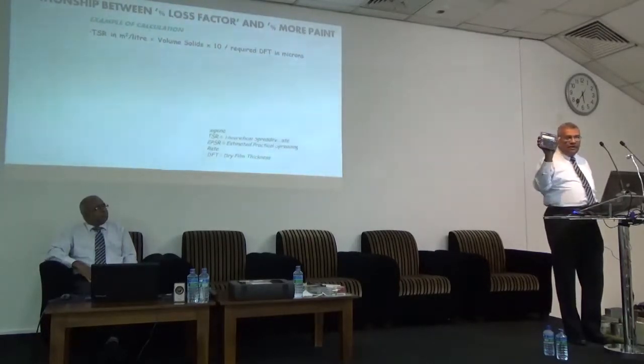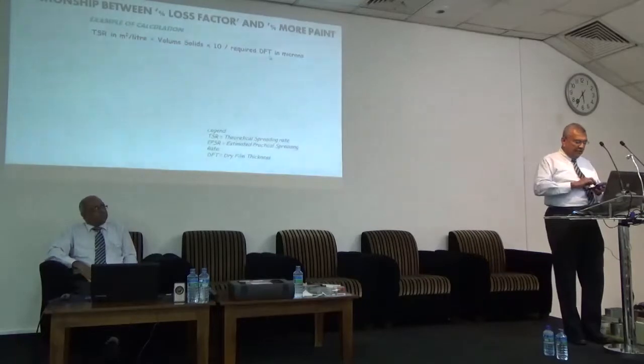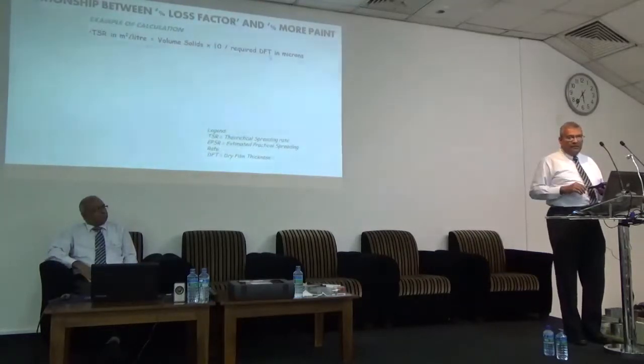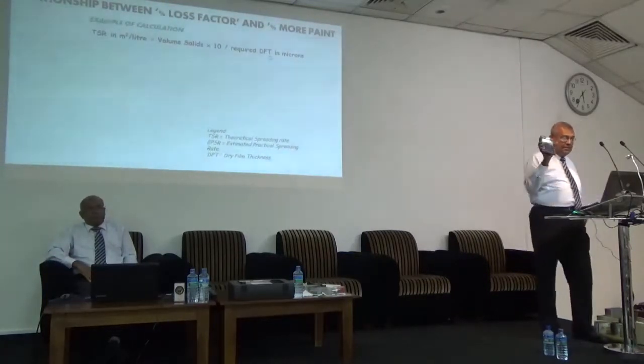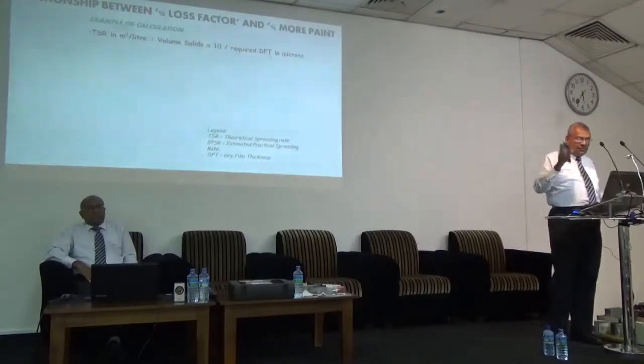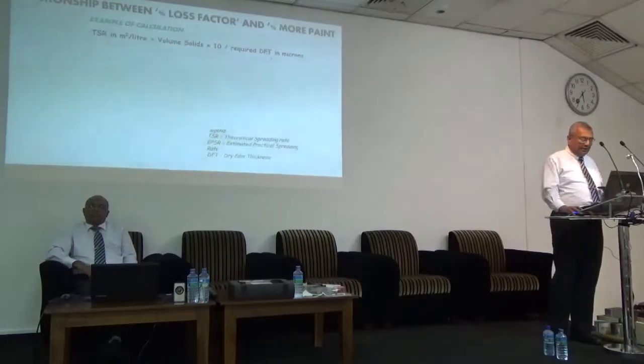So hereafter you can calculate any paint's theoretical rate with this formula. For instance, if you take a product which is 78% solids, so 78 over 10 times 10 over the DFT of 300 microns, you get 2.6 square meter per liter. But this is the theoretical rate. So first we calculate the theoretical rate.